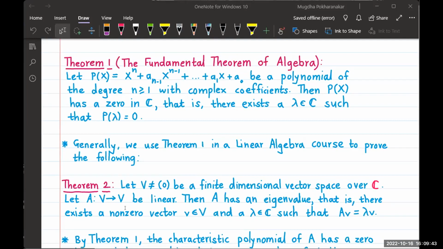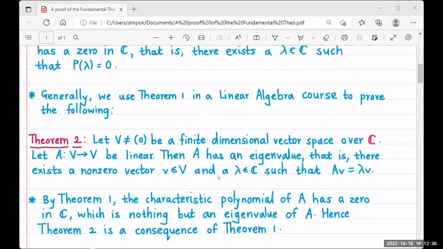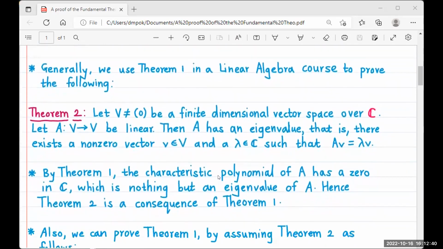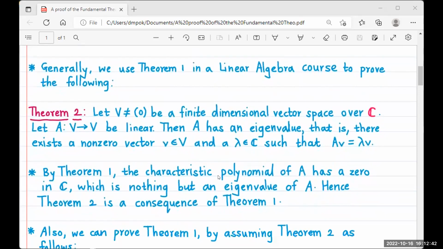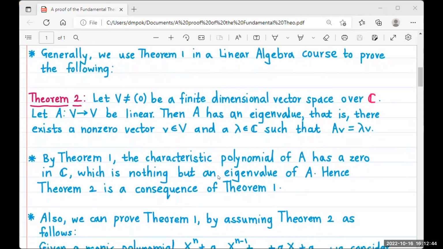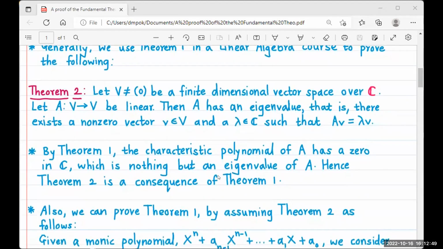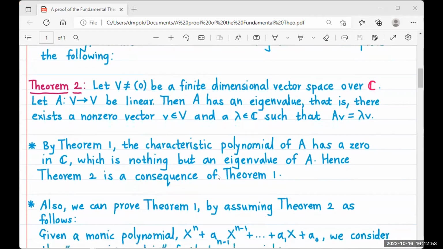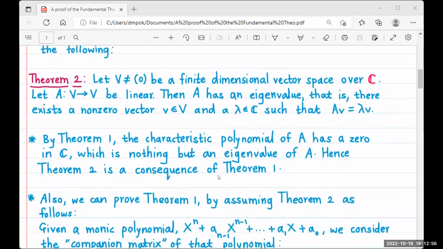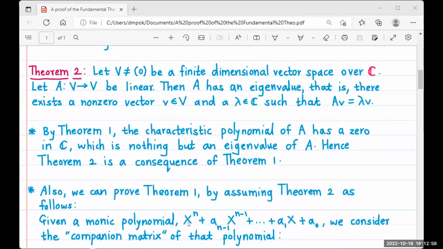And the interesting thing is that we can even prove Theorem 1 using this Theorem 2. That is, the fundamental theorem of algebra can be proved using Theorem 2. For that, we will have to produce a linear map whose characteristic polynomial will be the given monic polynomial. So we have to prove the fundamental theorem of algebra.